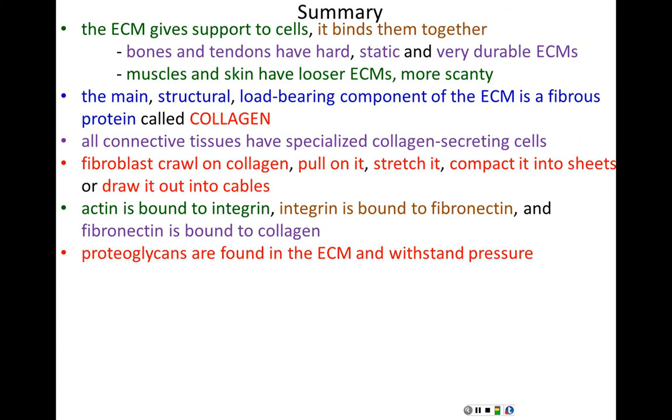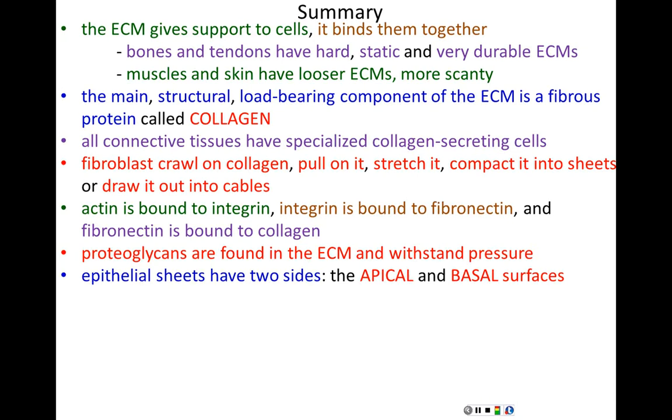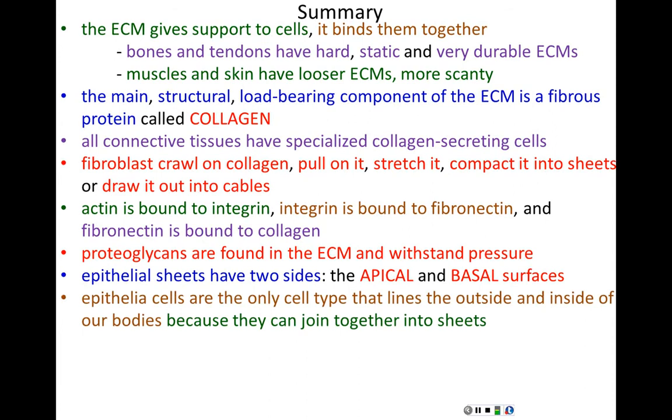We moved on to epithelial sheets, so now we're not relying on ECMs to hold cells together, we're relying on cells to hold cells together. In epithelial cells, we have sheets of cells that are adhered to one another on both sides, neighboring cells held together. And epithelial sheets, and indeed epithelial cells, have two sides. They're polarized. They have an apical surface, which faces outward, away from the tissue, and the basal surface, which is anchored to the tissue.